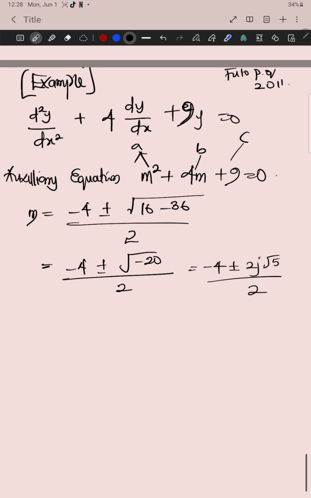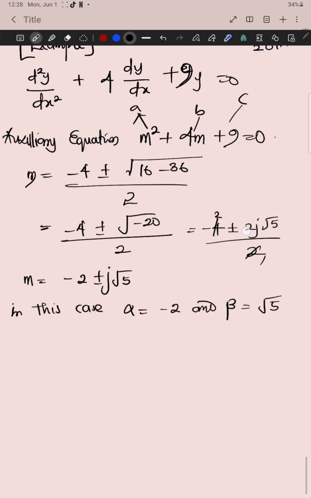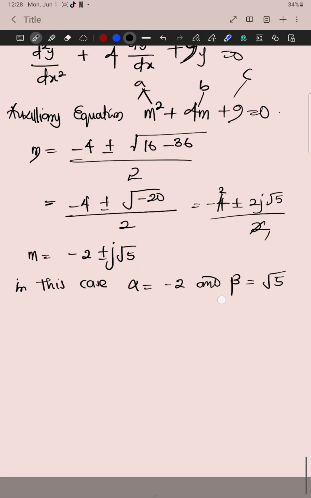So back to this, we now have m equal to negative 2 plus or minus j square root of 5, right? So in this case, our alpha is negative 2 and our beta is square root of 5. Yes, our alpha is negative 2 and our beta is the square root of 5.